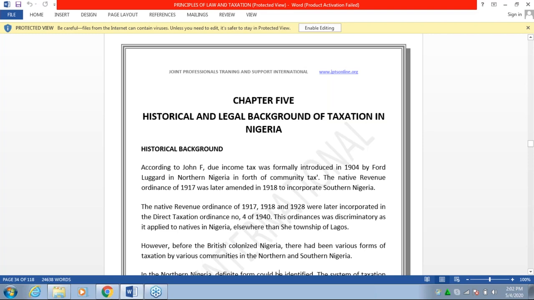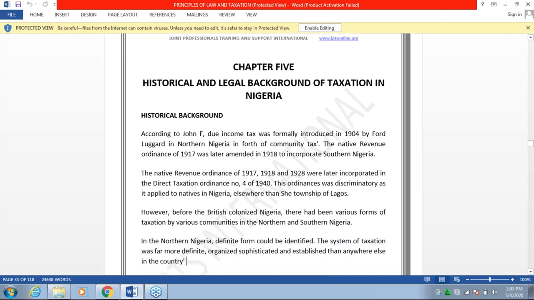Income tax was formally introduced in 1904 during the era of Lord Lugard in the northern part of Nigeria, in the form of community tax. The Native Revenue Ordinance of 1917 was later amended in 1918 to incorporate southern Nigeria. The Native Revenue Ordinances of 1917, 1918, and 1928 were later incorporated in the Direct Taxation Ordinance. This ordinance was discriminatory as it applied to natives in Nigeria elsewhere than the township of Lagos.